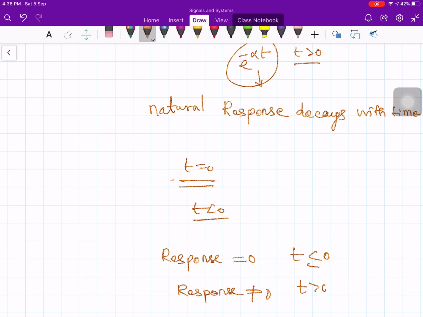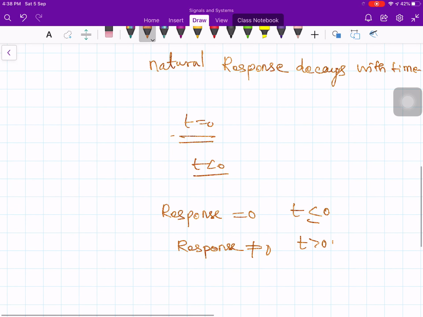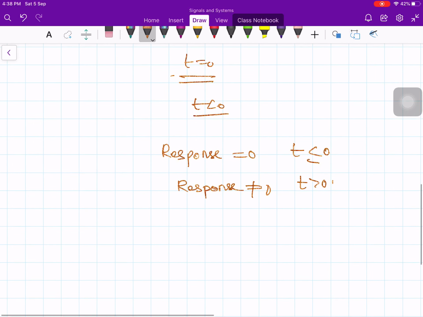That means positive t. Now, the Fourier method tells us that any such excitation function can be split up as the sum of tiny sinusoids. That is what we said. X of t contains an infinite number of sinusoids. Please refer to the previous lecture.